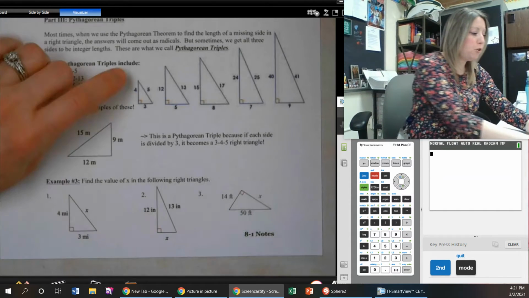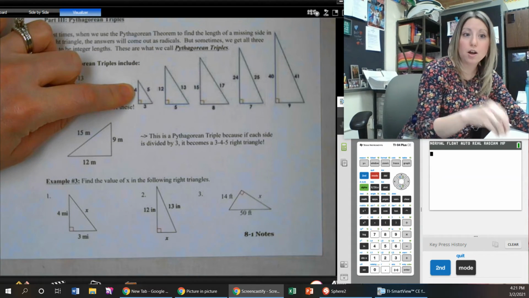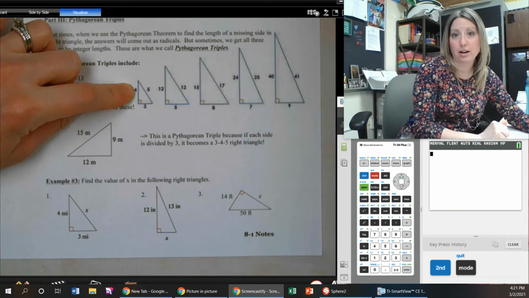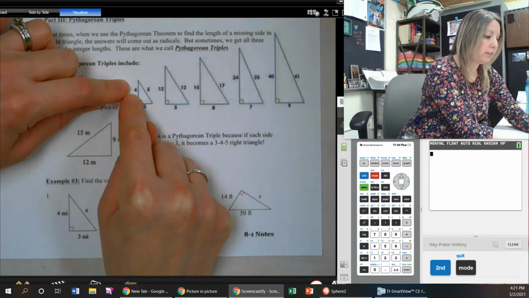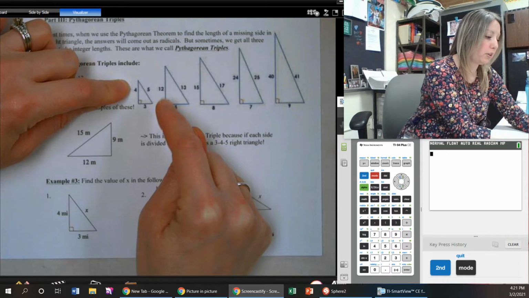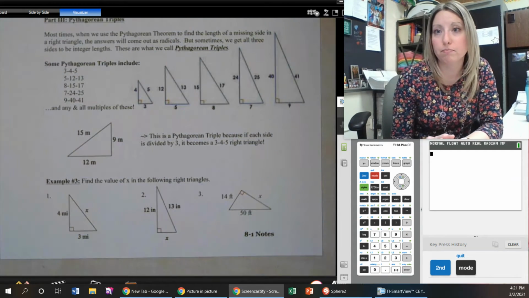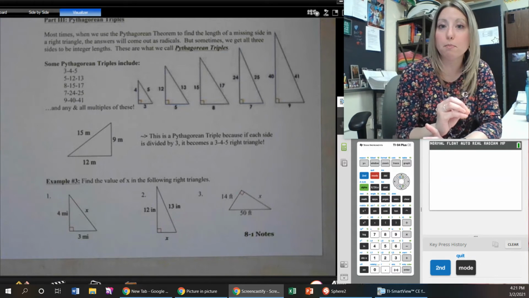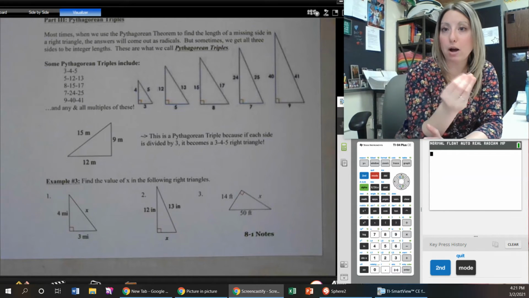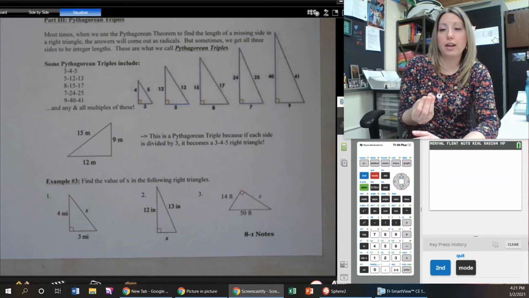So if you multiply 3, 4, and 5 all by the same value, that itself is also a Pythagorean triple. So 3 times 2 is 6, 4 times 2 is 8, and 5 times 2 is 10. So a 6, 8, 10 is also a Pythagorean triple. That just means that when plugged into the Pythagorean theorem, these all come out to be integer values. Okay, and they all have integer lengths of sides.